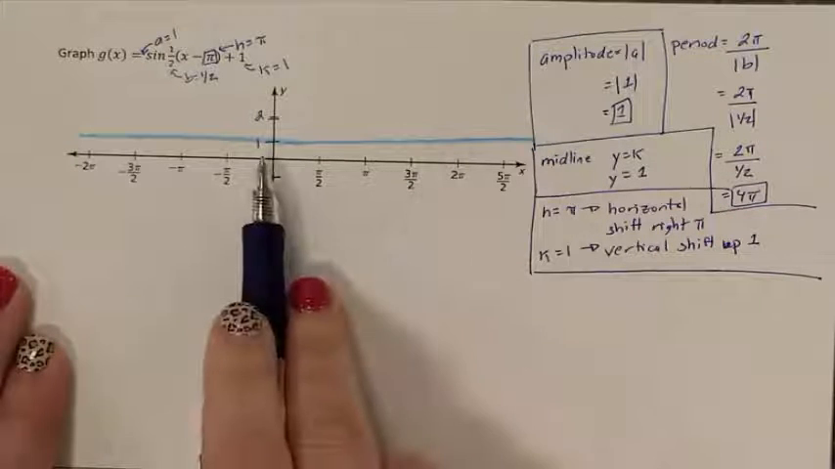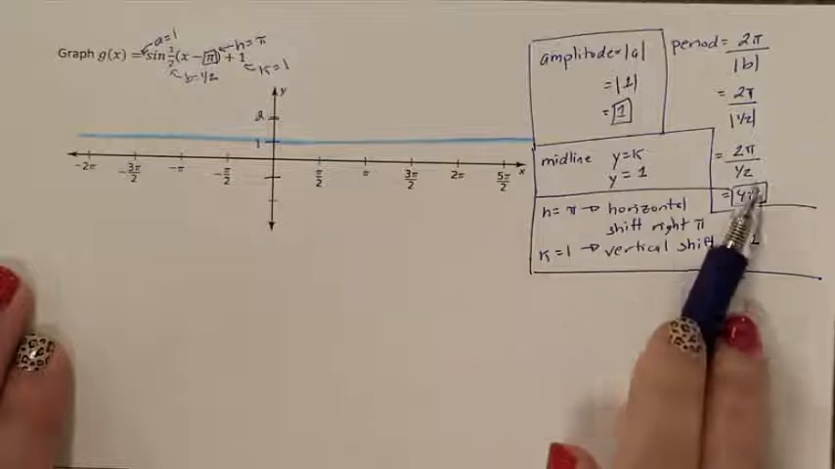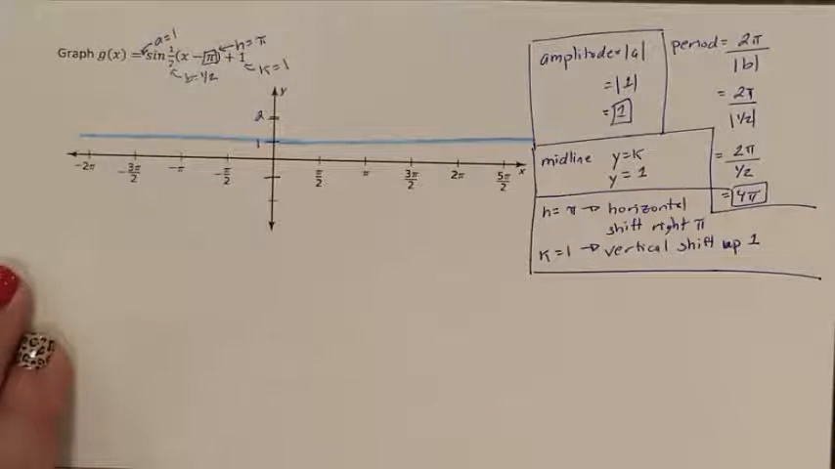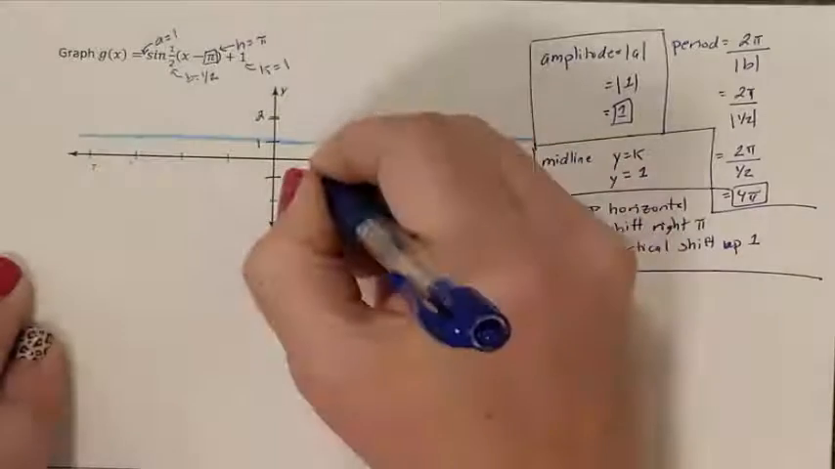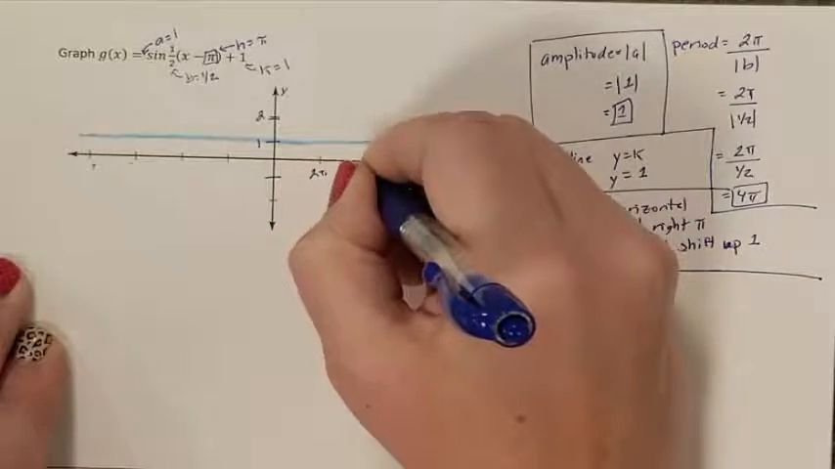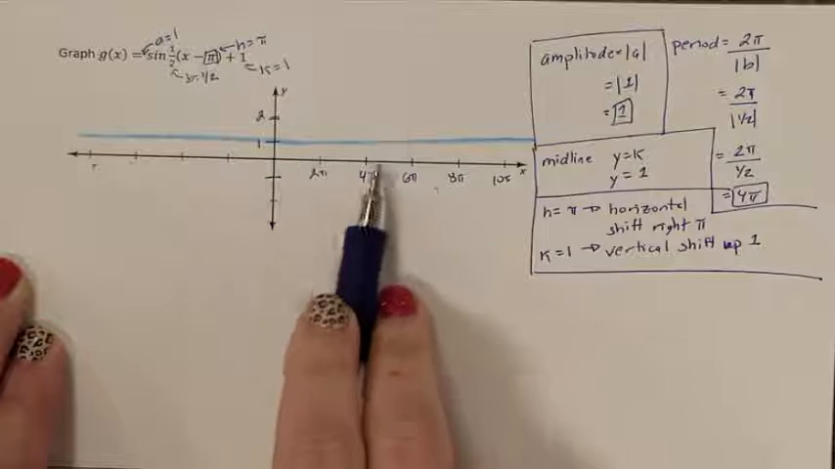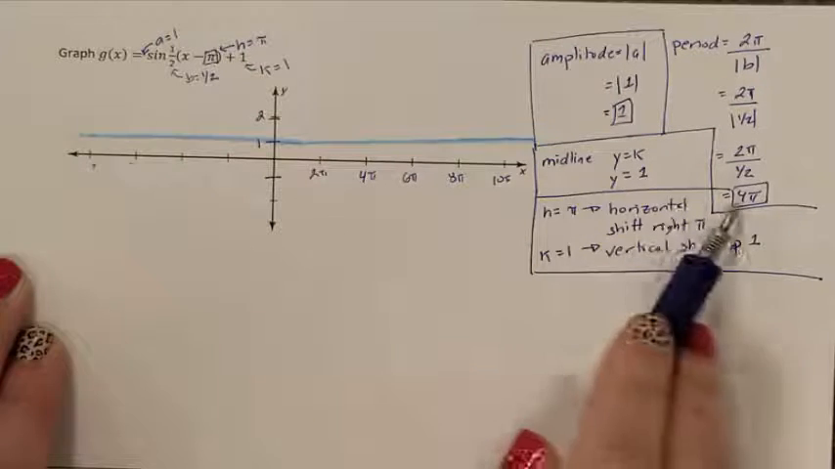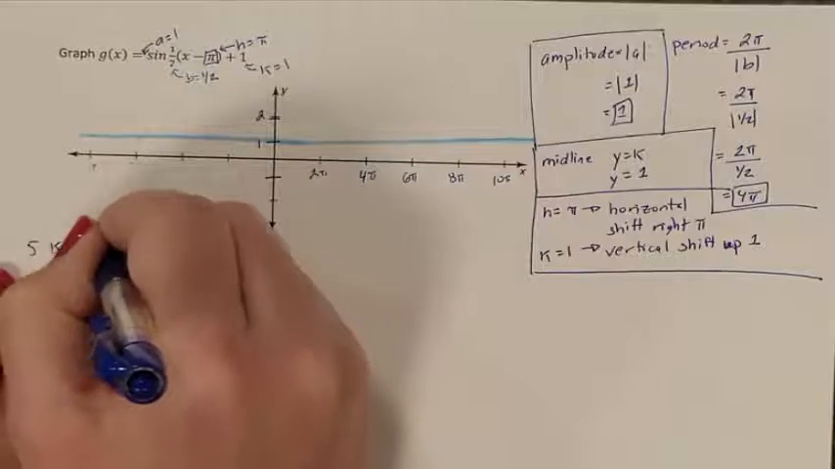So I know I'm going to be going over pi, and from here I need to be able to count a full 4 pi, which I can't do. So I do need to rescale my x-axis. Let's go ahead and count by 2 pi's again, because I know from here I'll be able to move over pi, and I know I could then count a full 4 pi and then have it start repeating. So let's go ahead and look at our 5 key points.